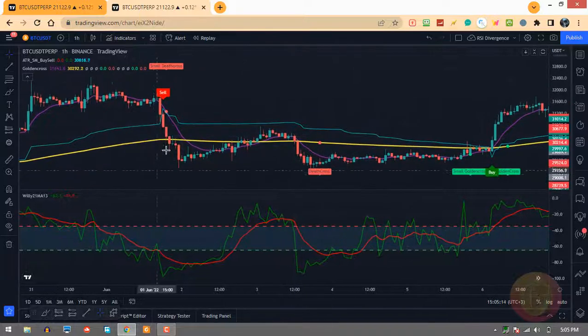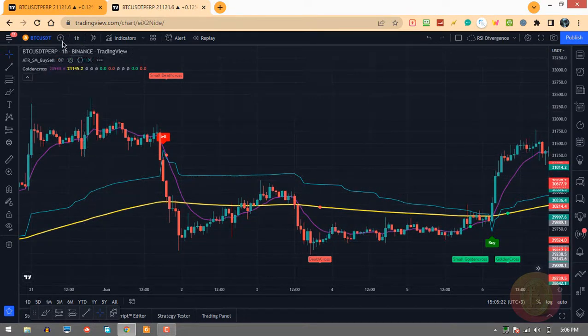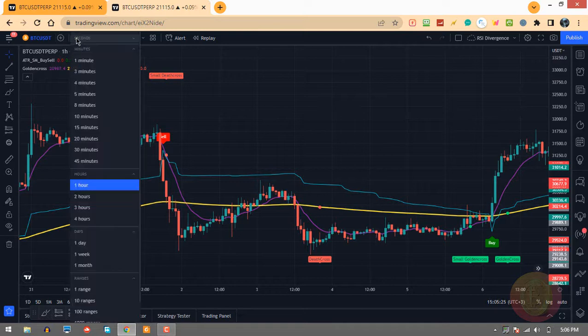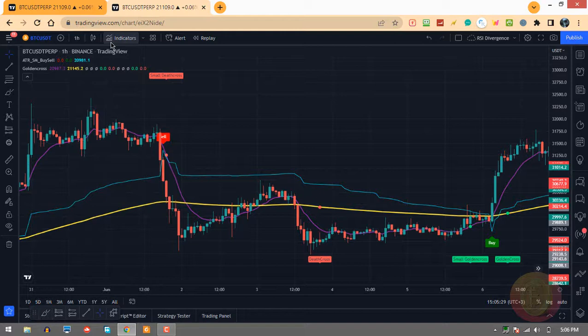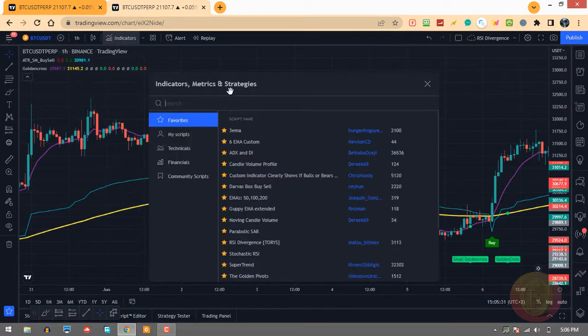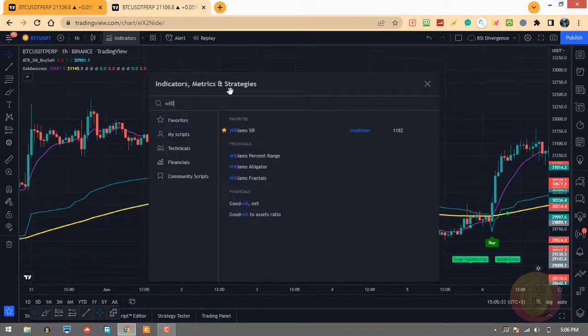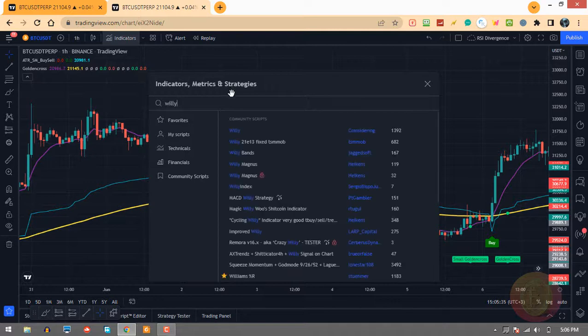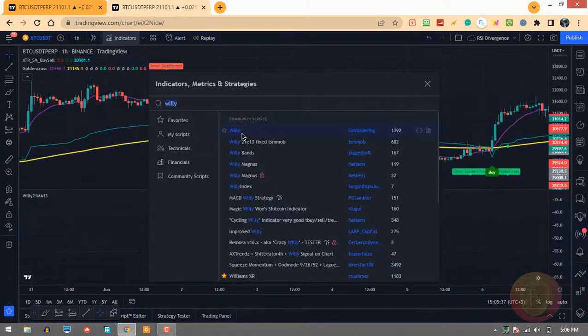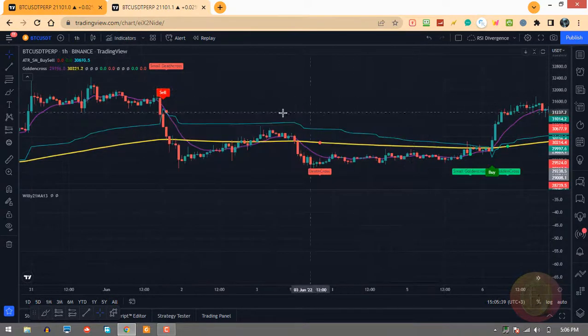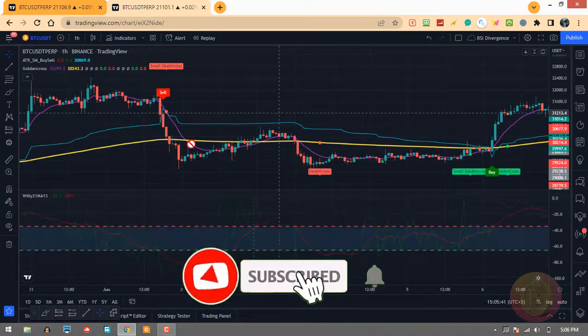This strategy works on only a single indicator, this one, Willey. Although I have other indicators on as well, like golden cross and ATR. First of all, you will use the 1 hour time frame in this, and I will show you this indicator. First of all, you will search for Willey, this one indicator. You will click on this, and this will then open up.